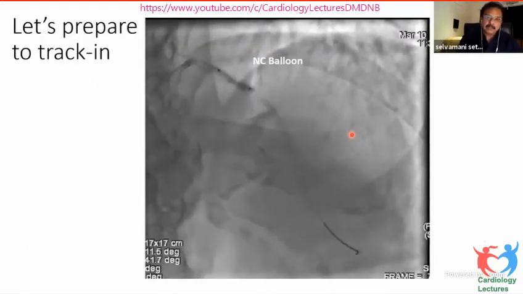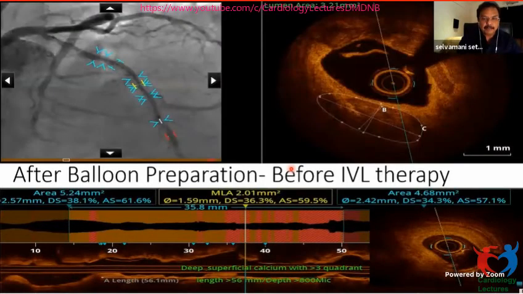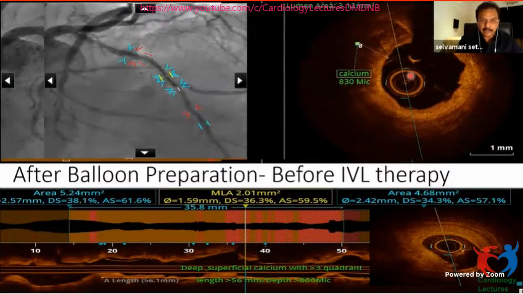So I prepared this patient. Here I could take a little bit bigger NC balloon, and I could track it easily. And after preparing with a balloon, you will concentrate on this OCT. This is the angio-co-registered OCT, and this white marker is the point where you are cutting this OCT. So just concentrate on these images here. At this point, there is significant calcium. And when you come here, again, you see there is a very thick calcium, more than 830 microns.